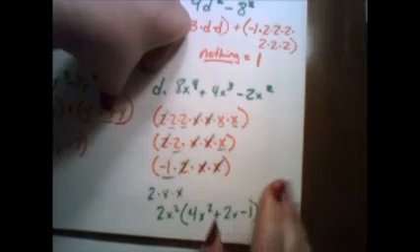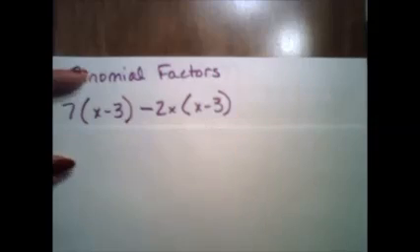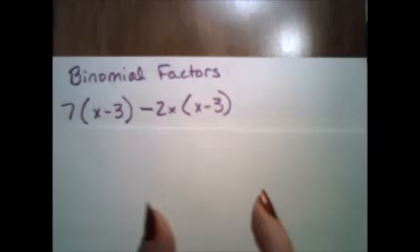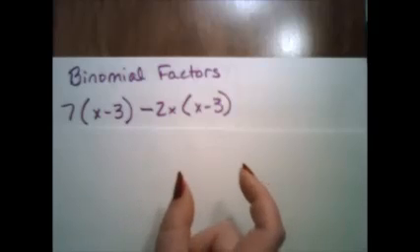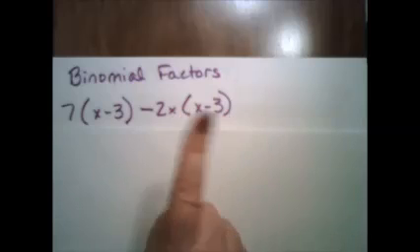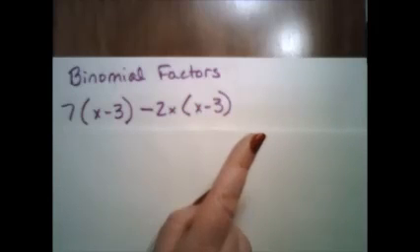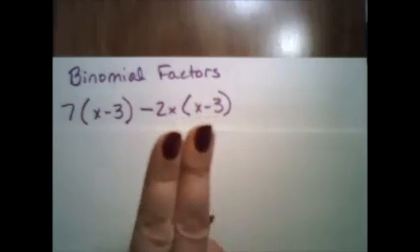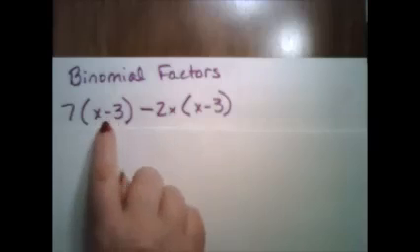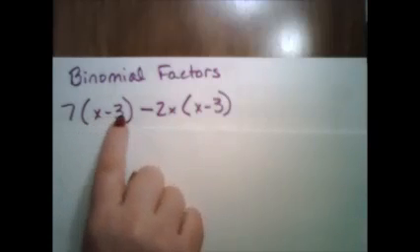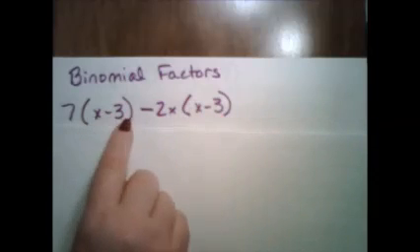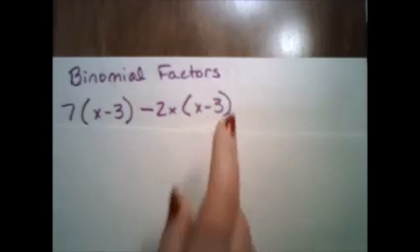How'd you do? Ask questions if you miss one and you don't know why. The next thing we're going to talk about is binomial factors. A monomial is an algebraic term that is one term long. It doesn't have any plus or minus anything. Polynomial means many. Binomial means 2, so this specifically has 2 terms. And if you'll notice, these are the common factor. We're going to factor out the common factor.